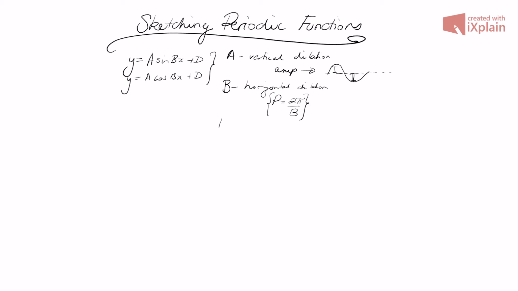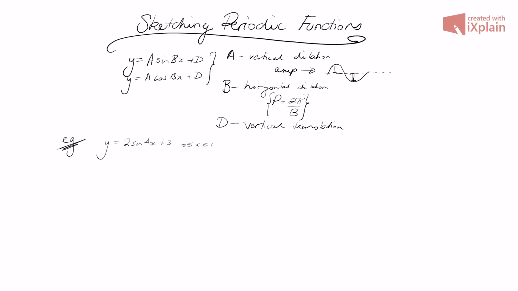D is the vertical translation factor. So that means that it moves the function up or down. Okay? So once you know these 3 key points, or 4 key points if you include the period, all you have to be able to do is recognize them in a function, and then you can sketch over a given domain.